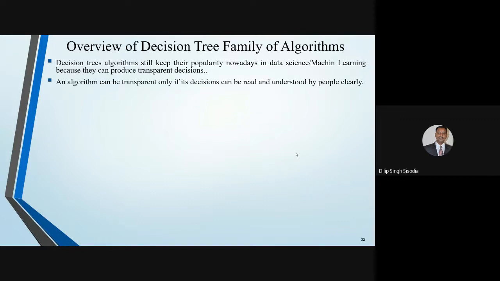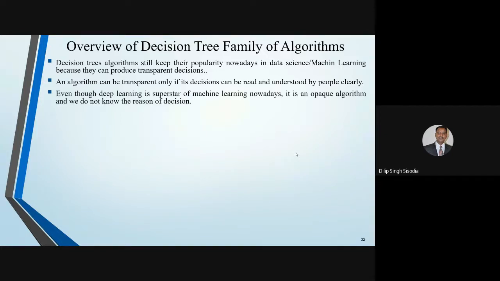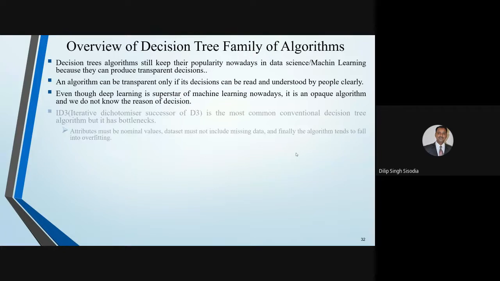An algorithm is transparent only if a decision can be read and understood by people clearly. Nowadays, deep learning is the superstar of machine learning, but it is an opaque algorithm. It means we may get a better result, but the reasoning of why we are getting this result is very difficult to obtain from this deep learning algorithm. So where we need this explanation, these decision tree algorithms are still popular.